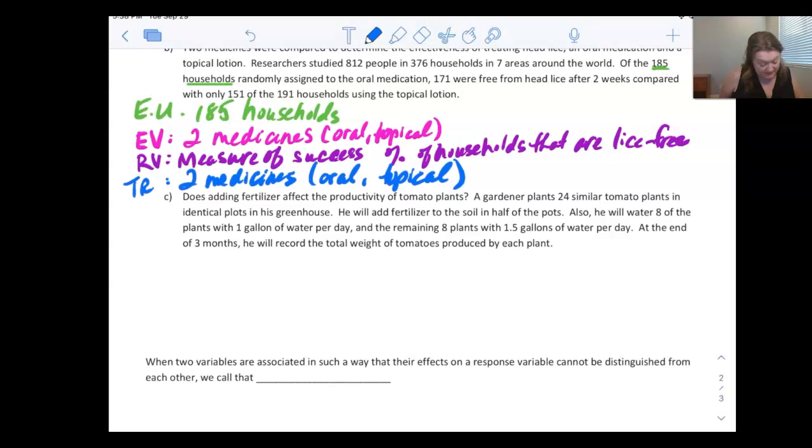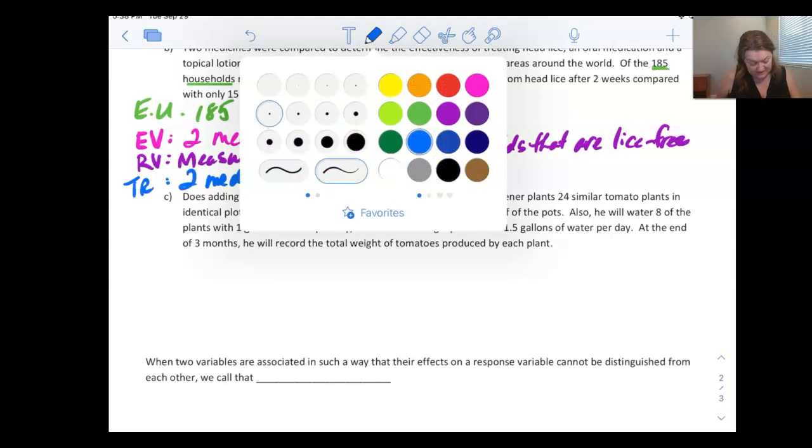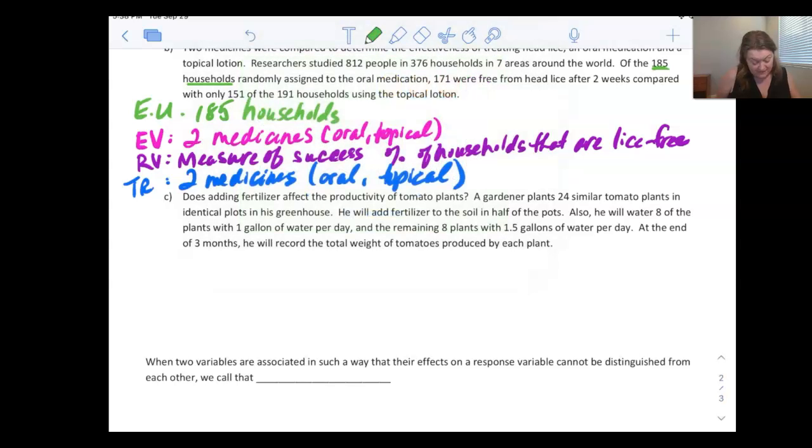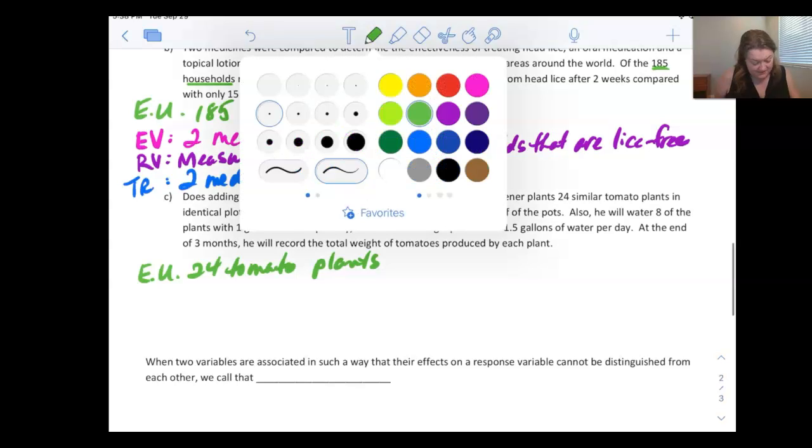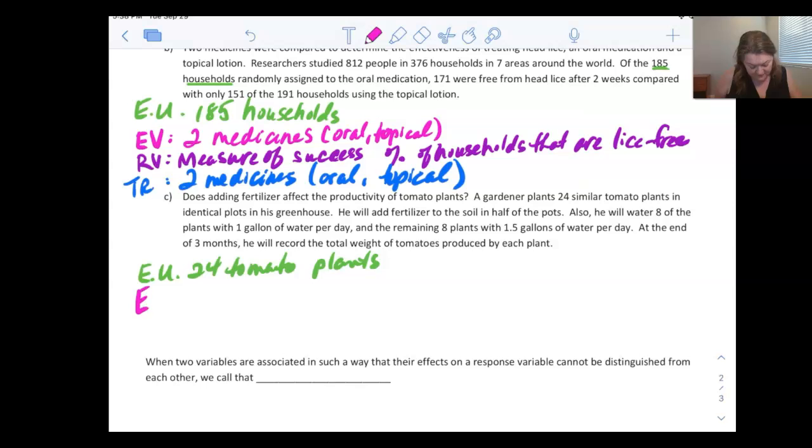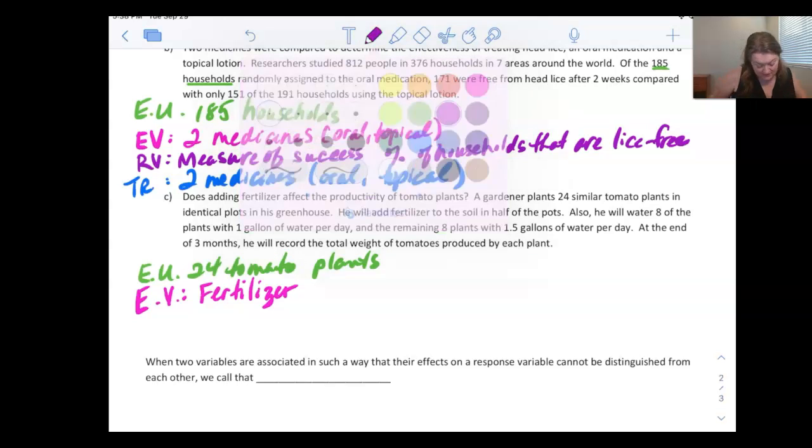The gardener plants 24 similar tomato plants in identical plots in a greenhouse. So I'm taking that to mean they're taking 24 and splitting them up possibly. So I'm saying their experimental units are 24 tomato plants. Our explanatory variable is what are we going to be testing? So far it's fertilizer, right? Okay, response variable. So let's keep reading here.